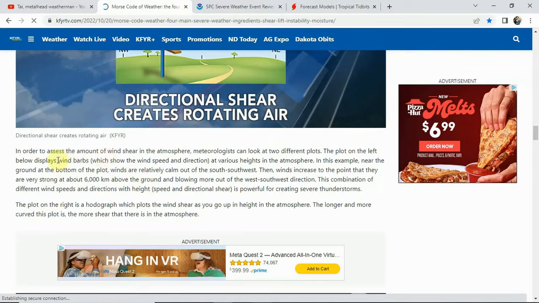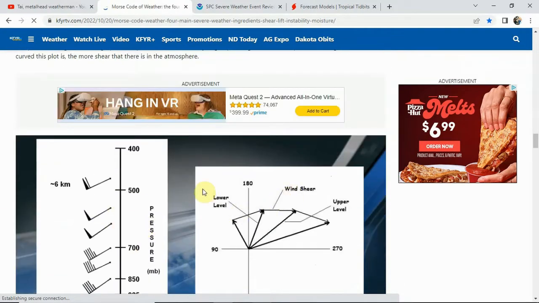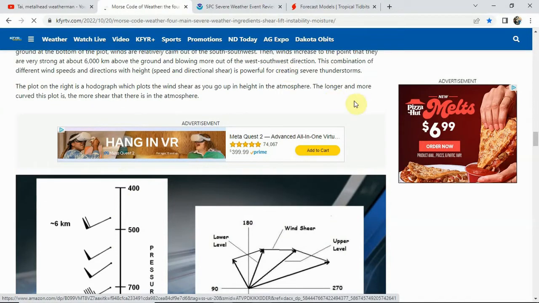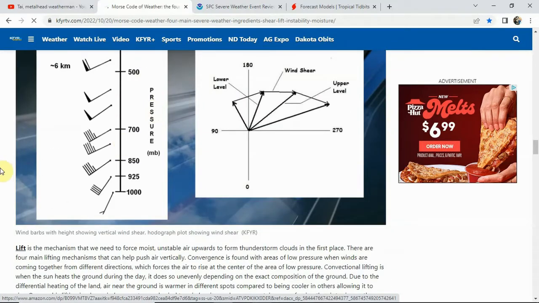We'll talk more about directional shear in a more intricate manner once we start talking about skew-Ts and hodographs here, because that's the best way to depict these. I have talked about that before though on some videos. You might see one of those videos in the top right corner here as well. But that's basically the start of us talking about wind shear.